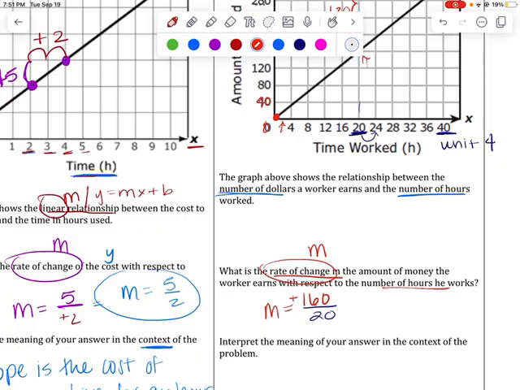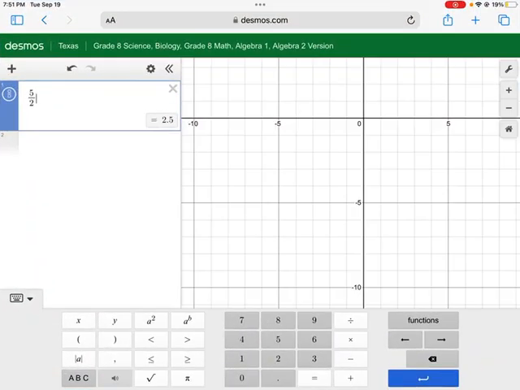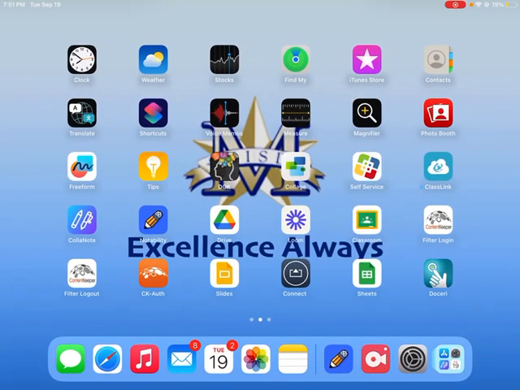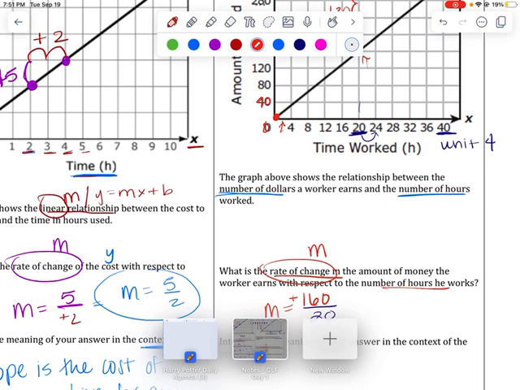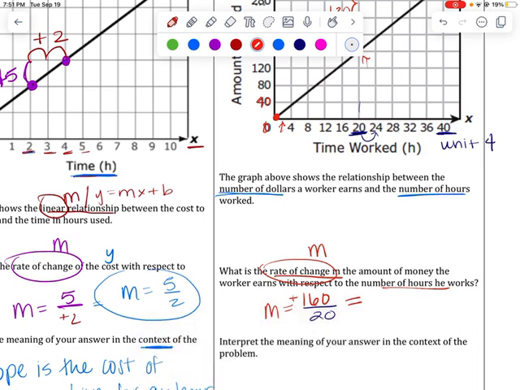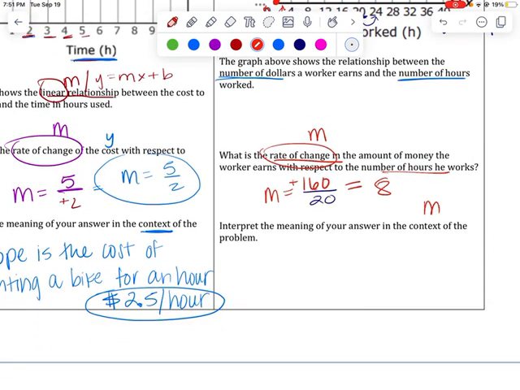What's 160 over 20? Let's look it up. 160 over 20 is 8. Desmos is a calculator. It does the heavy lifting for you in terms of that. Please use it as your calculator for anything like this. So my rate of change, or my slope, is 8.